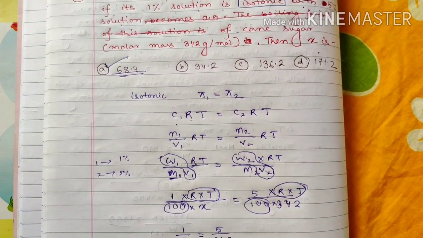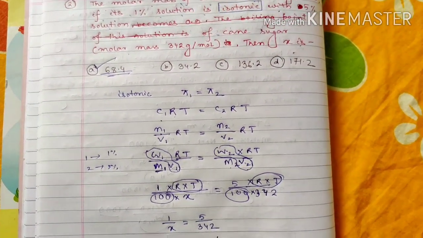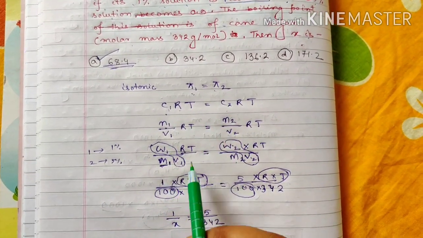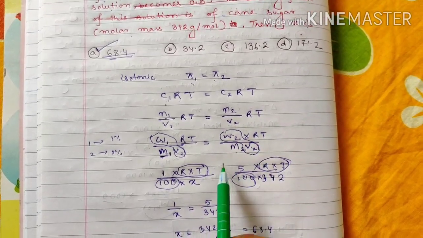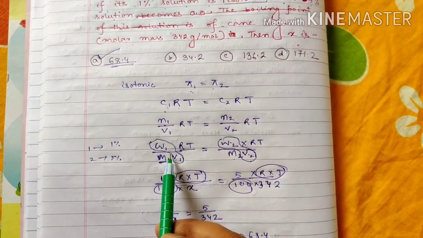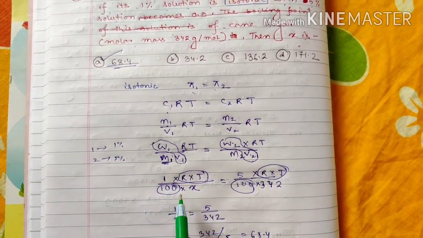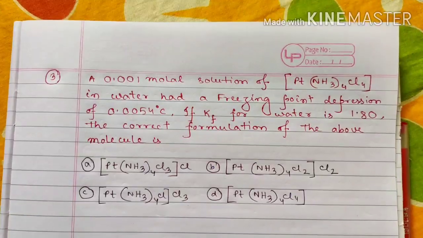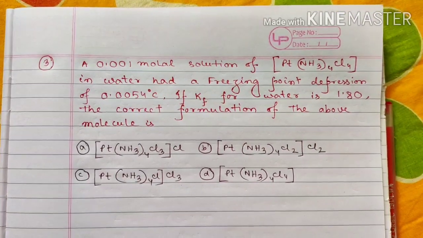So this is the first time we have seen a problem related to the isotonic case. We have to equate the osmotic pressure. We will put the given values over here. In case of cane sugar, almost everything is given. In case of the unknown solution, the M1 is not given, which is X, which we have to find out. That we have done.